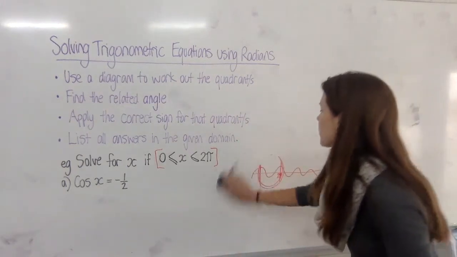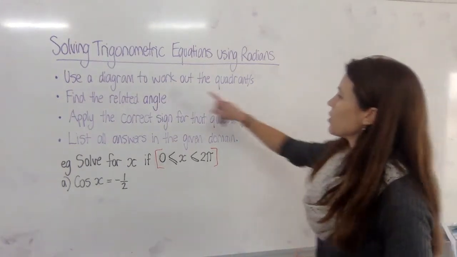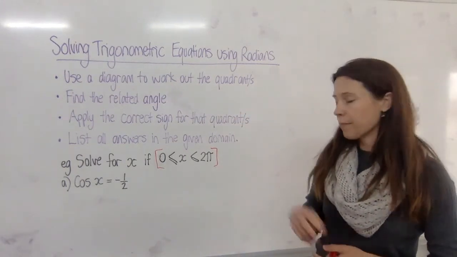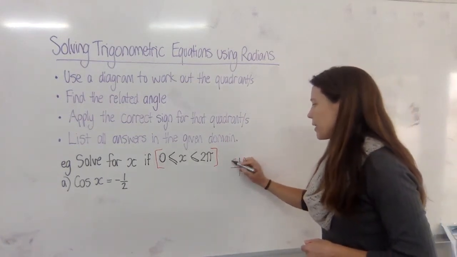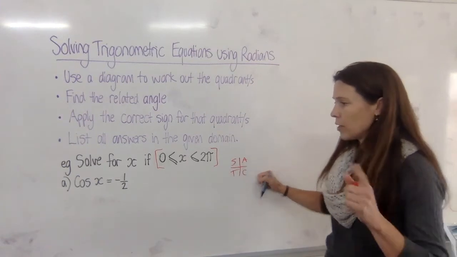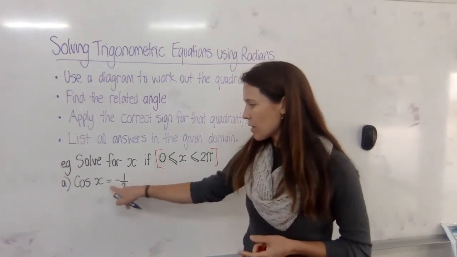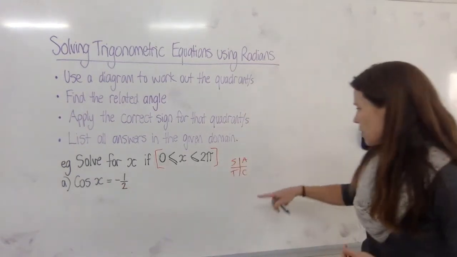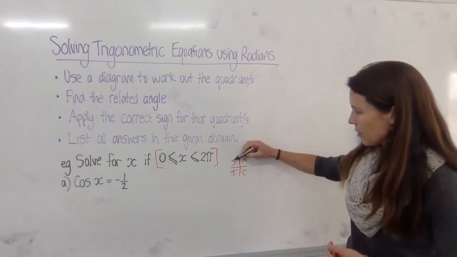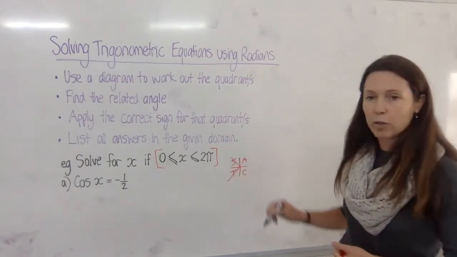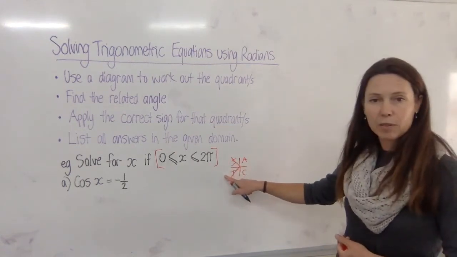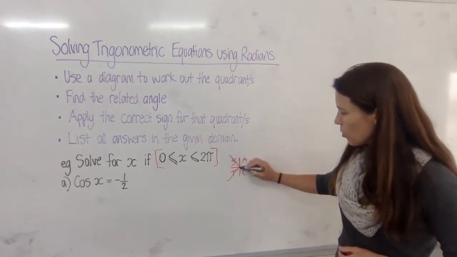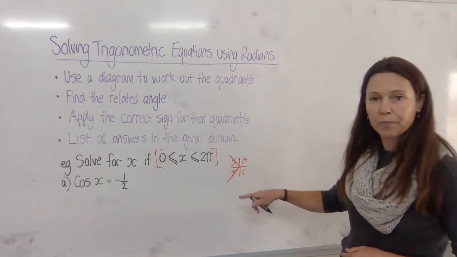All right, so step 1, we need to use a diagram to work out the quadrants. Now there's 2 little diagrams you might want to draw. You might want to chuck this one down, all stations to central, so that you can say, hey, if cos of something is negative, I must be needing to look in the second and the third quadrants, because I know cos is positive here and here, negative there and there. So straight away you've got 2 solutions that you're looking for.